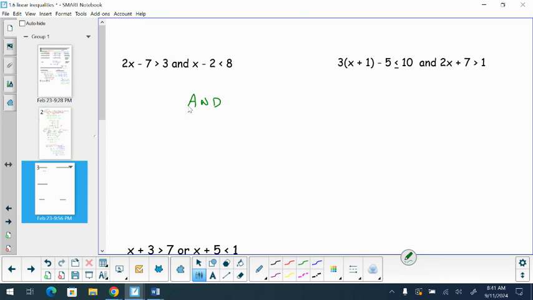Okay, graph both those inequalities on one number line. And you have the word and in there, so you want the values that are common in both.